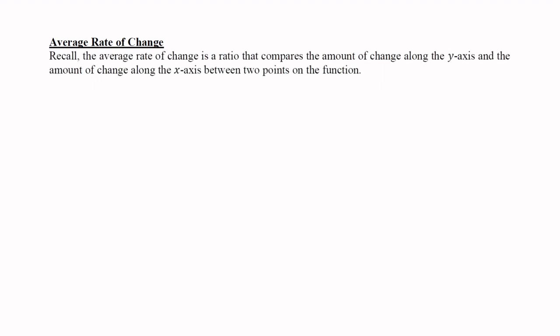Recall, the average rate of change is a ratio that compares the amount of change along the y-axis and the amount of change along the x-axis between 2 points on the function. So, more commonly, in math terms, we've said that it's y2 minus y1 over x2 minus x1. You've seen this a couple of times now.